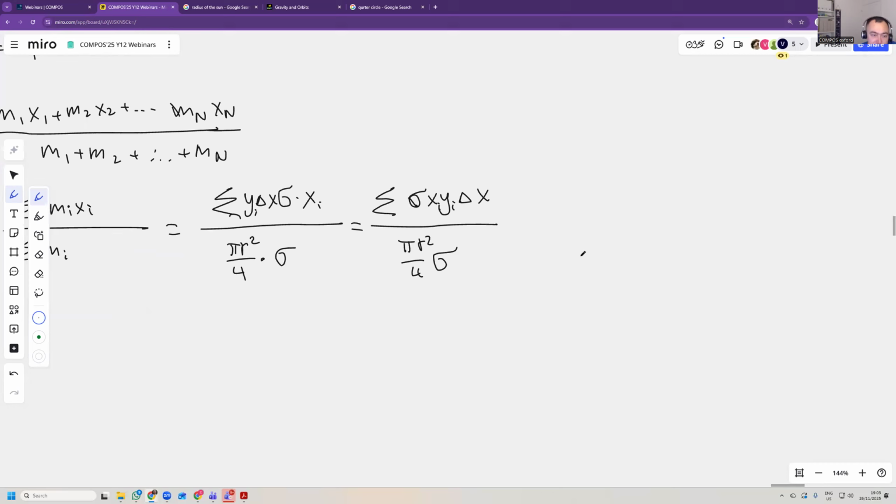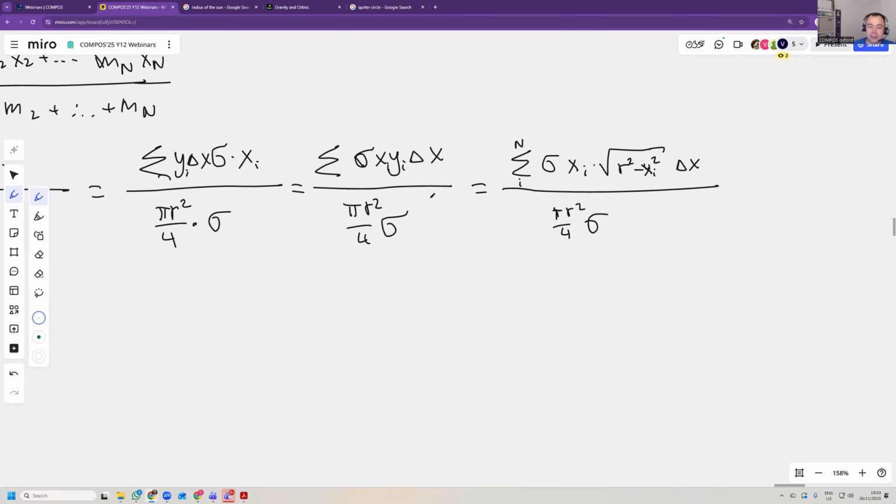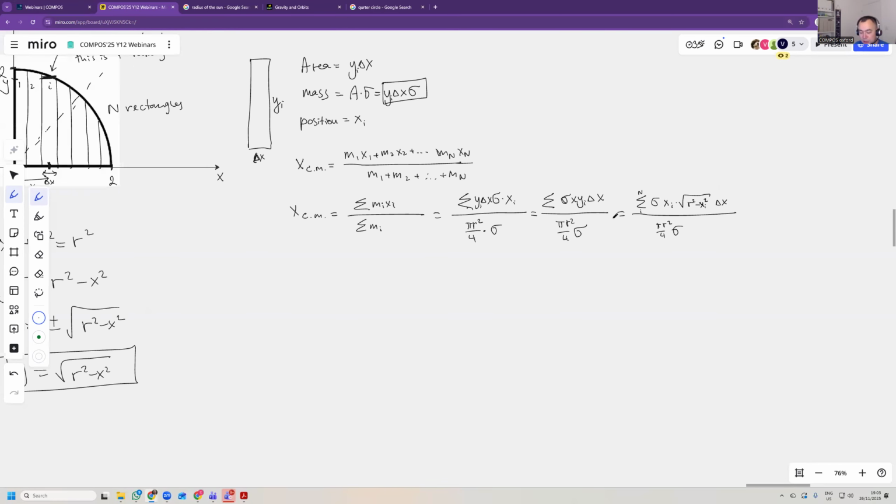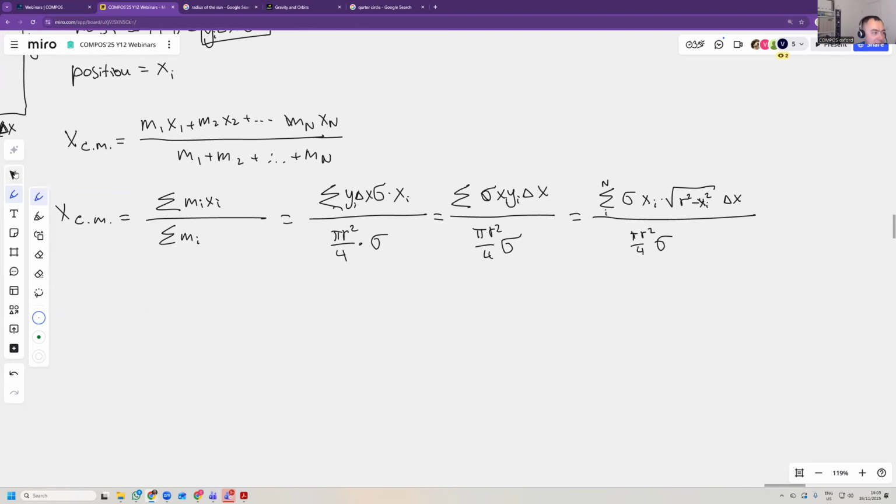So this is going to be the sum of sigma xi multiplied by the square root of r squared minus xi squared, delta x, over pi r squared over 4 sigma. And the sum is from 1 to n. Now, this is called the Riemann sum.